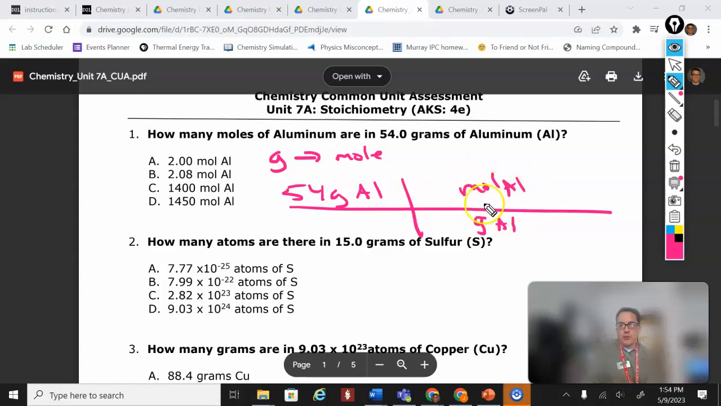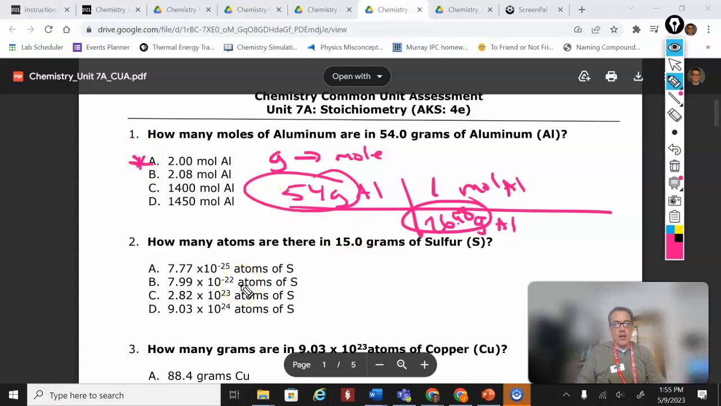Moles to grams, we get that off the periodic table. It is 1 mole. Aluminum, I believe, is 26.98. So 1 mole of aluminum is 26.98. That's the molar mass on the periodic table. So I take 54, divide it by 26.98, and I'm going to get right around A on that one. So number one should be A, 2 moles.